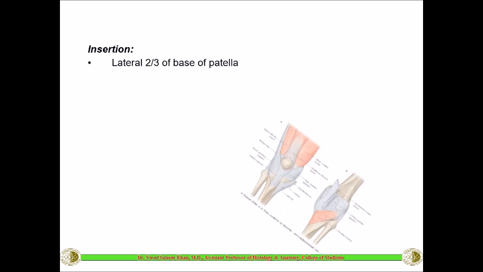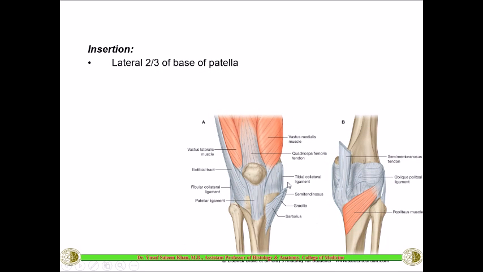Now coming to the insertion, as you know, it again gets inserted to the base of the patella. This is the patella, this is the base of the patella, and here this is the rectus femoris which is getting inserted, and here is the vastus lateralis. It gets inserted to the lateral 2/3 of the base of the patella, as well as the upper 1/3 of the lateral border. This is the medial border here, this is the lateral border. So it is inserted not only to 2/3 of the base of the patella, but also the upper 1/3 of its lateral border.